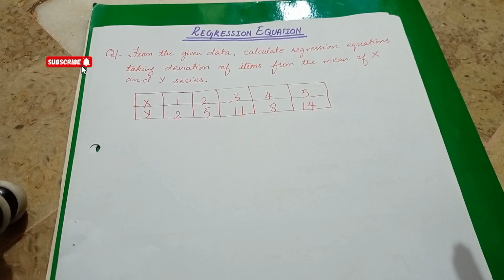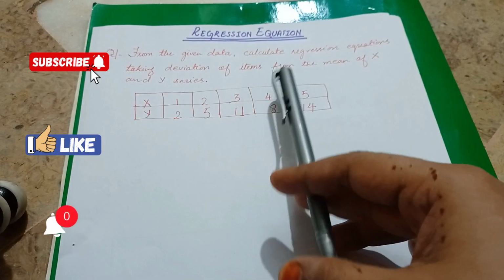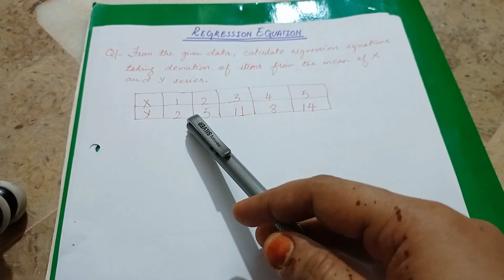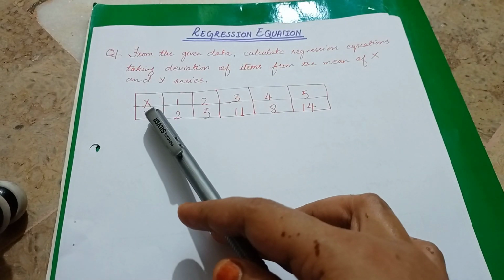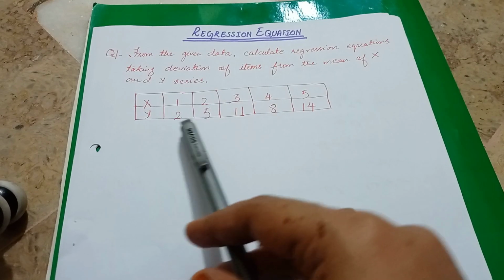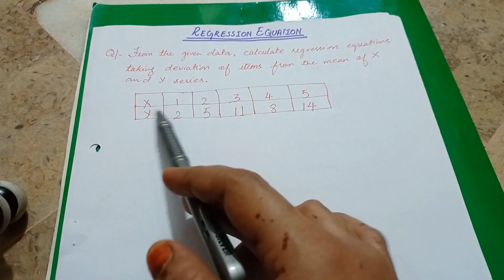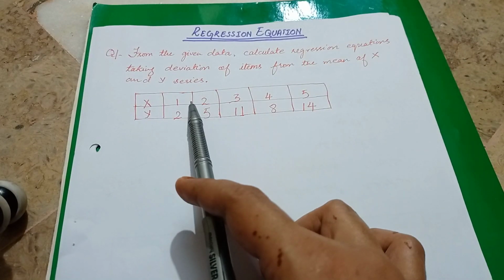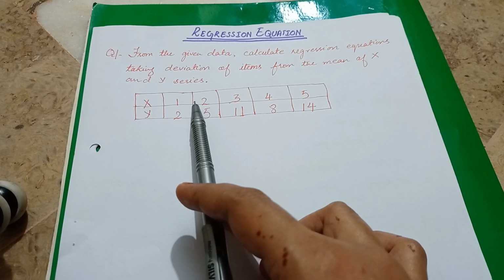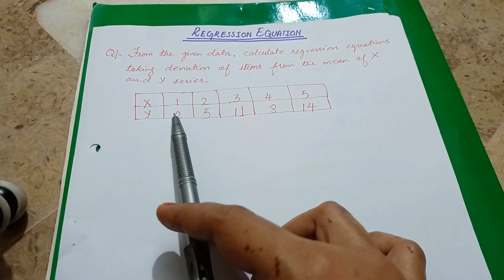Welcome to this video. Today we will discuss regression equation. We have this question. In this question, the data is given in which the values of x are given and y also are given. But one of these will be dependent values and one will be independent. Which one will be independent and which one will be dependent?